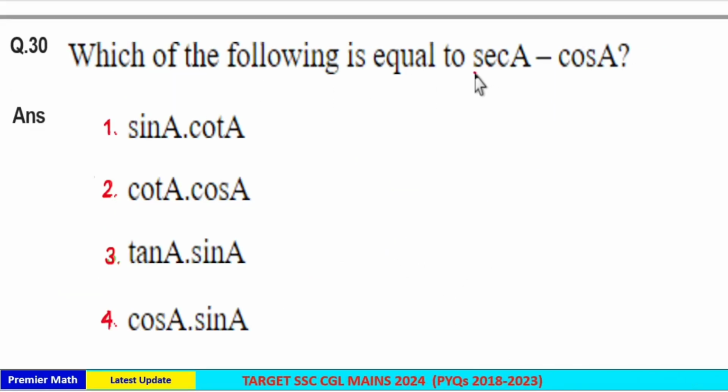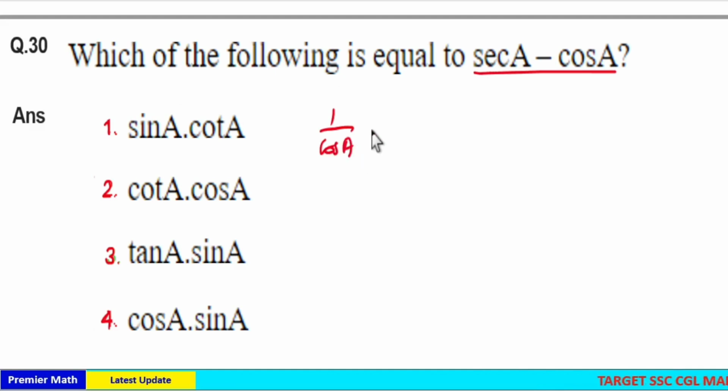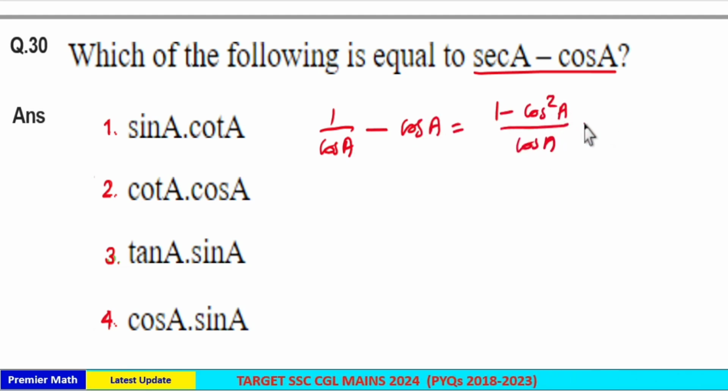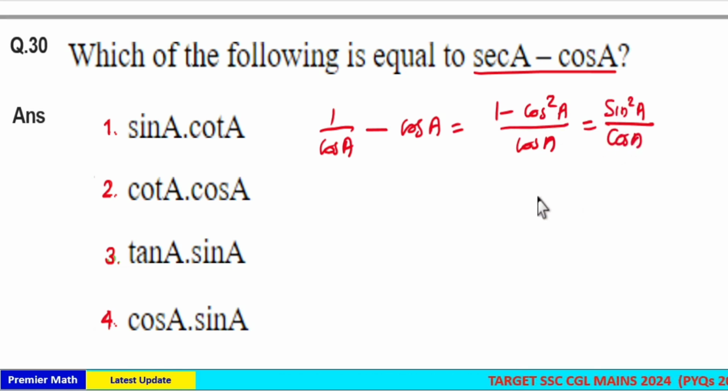Which of the following is equal to sec A minus cos A? Here sec A is equal to 1 by cos A, so 1 by cos A minus cos A is 1 minus cos square A divided by cos A. Sin square A plus cos square A is equal to 1, so 1 minus cos square A is sin square A. So sin square A by cos A means sin by cos is equal to tan. Tan A into the remaining sin A. Option 3 is your answer.